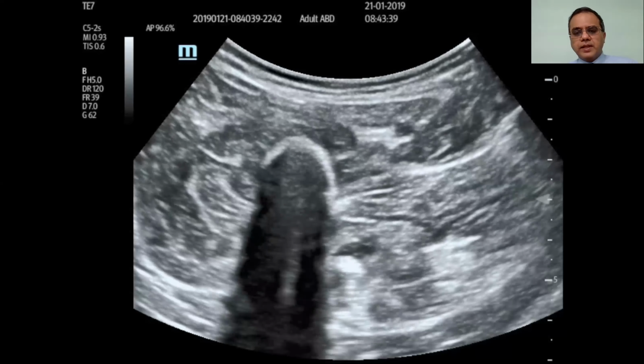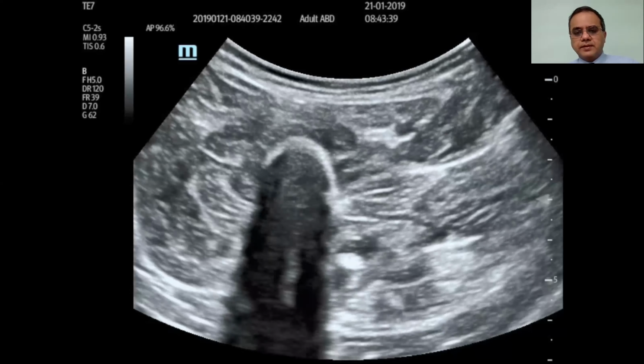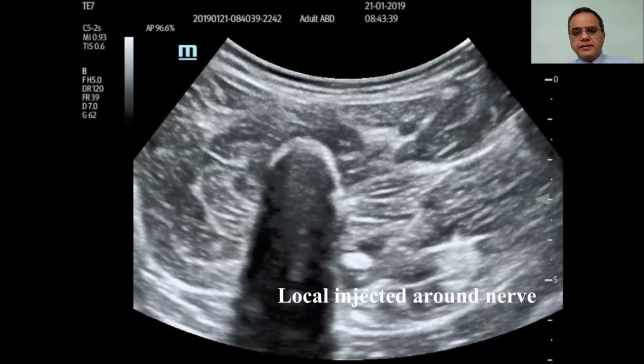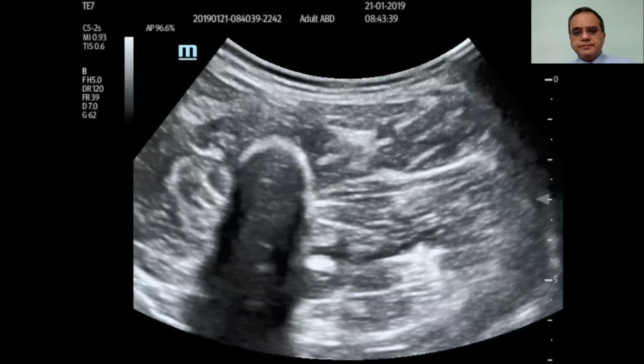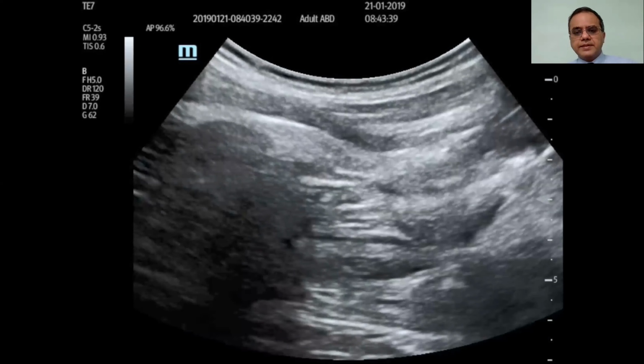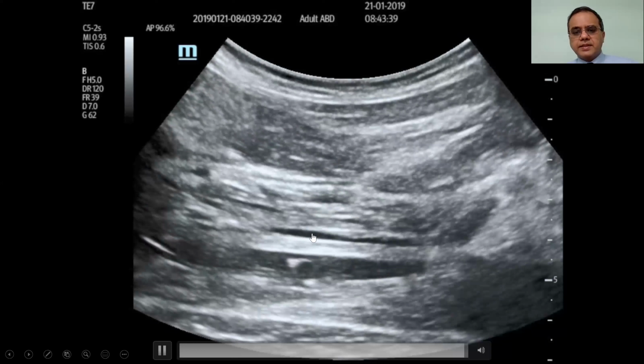So once the local anesthetic is deposited around the nerve, you can turn your probe through 90 degrees again to view the nerve in the longitudinal section. And here you will see that the nerve is now nicely surrounded by local anesthetic on either side.